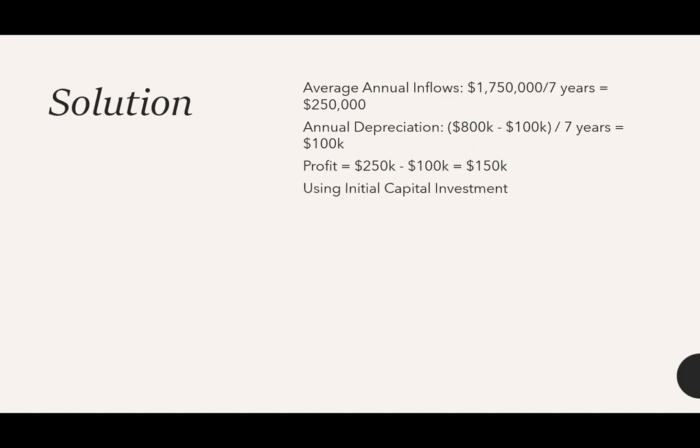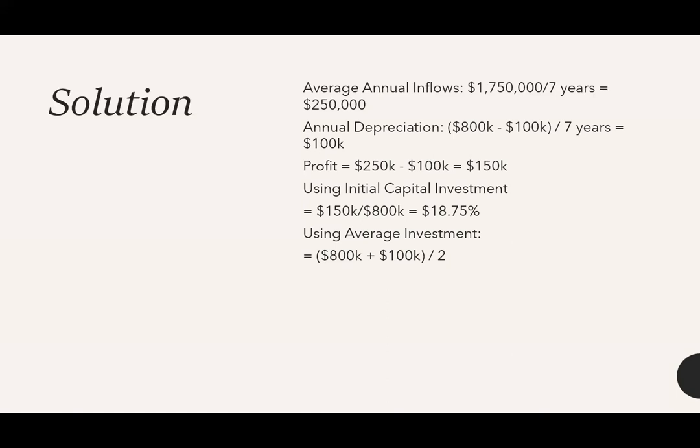Now, if I use initial capital investment to calculate the return on capital employed, I'm going to take 150 divided by the initial investment amount of 800, and hence it gives me a return on capital employed, or accounting rate of return, of 18.75%.